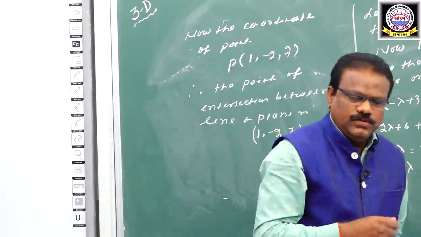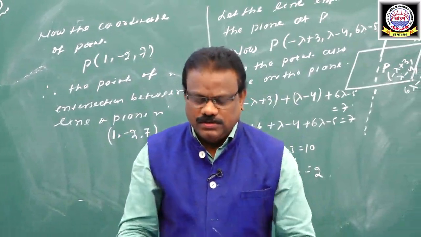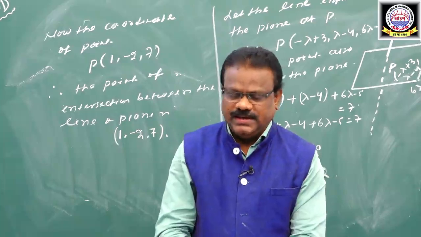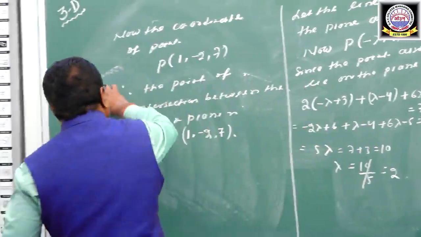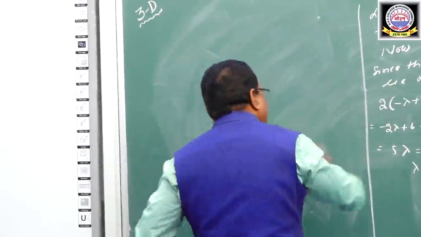So, this is one of the questions based on the point of intersection between a line and a plane. This is the type 1 question, the direct type of question that I have discussed, the point of intersection between a line and a plane.